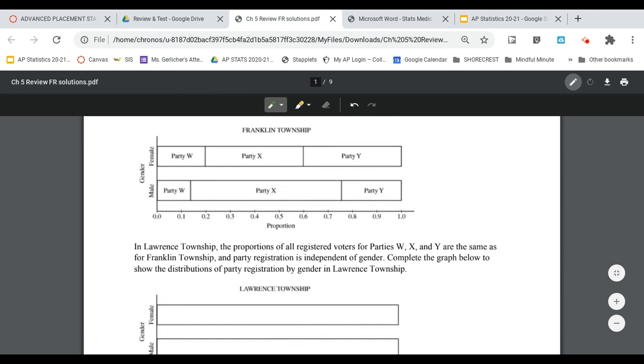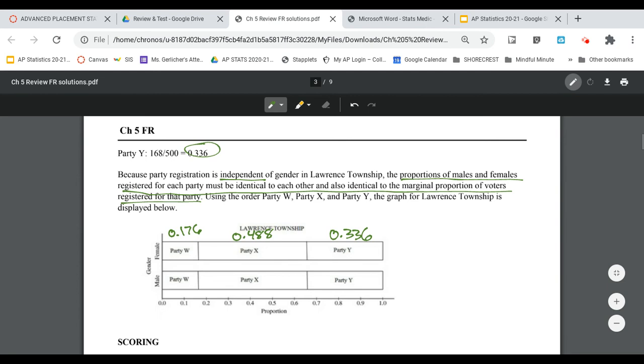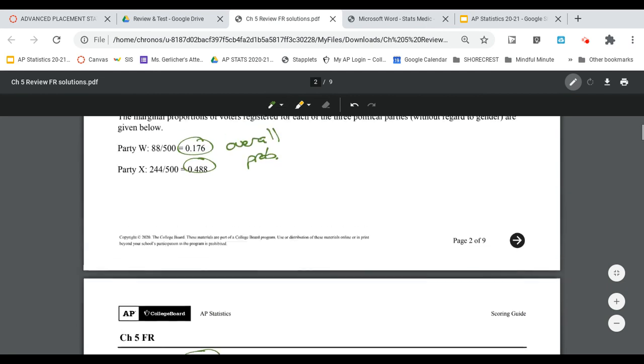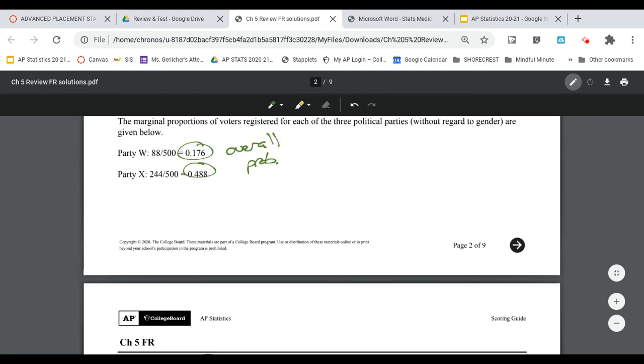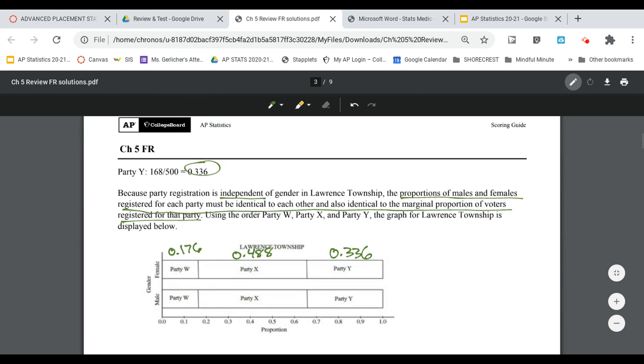So it says in Lawrencetown or Franklin Township, it's the same as Lawrence Township, but party registration is independent of gender. Okay. So if you find the overall probabilities, 0.176, 0.488, and 0.336, not worrying about gender, just overall party proportions, if we stick to those party proportions for both males and females, that would make them independent.